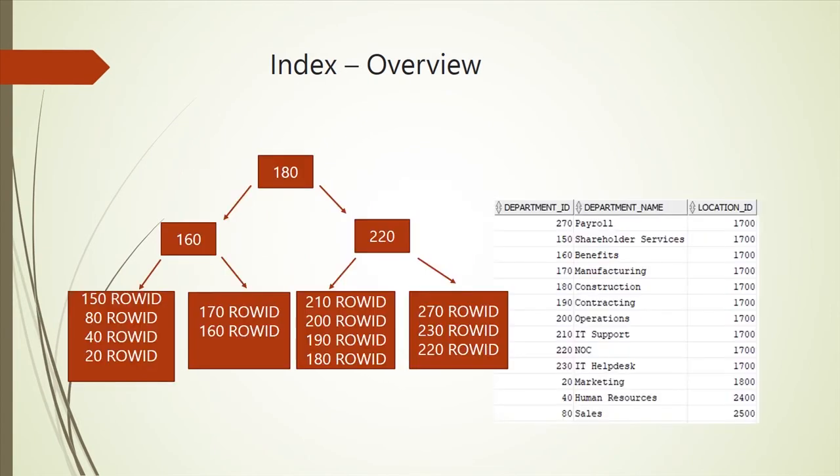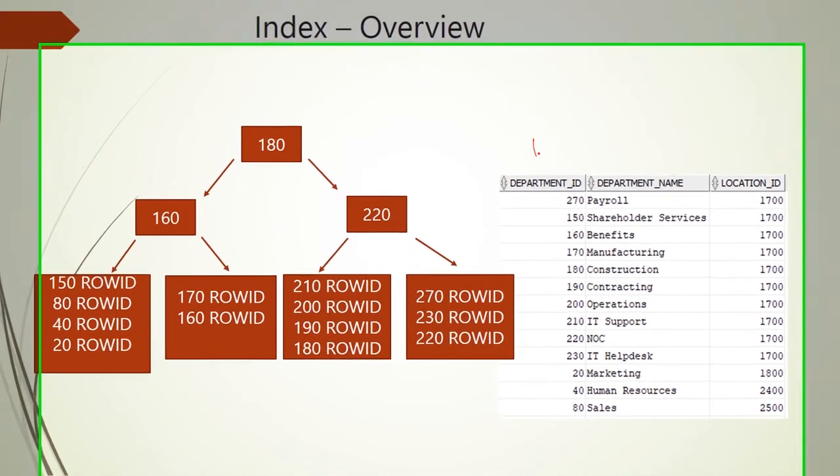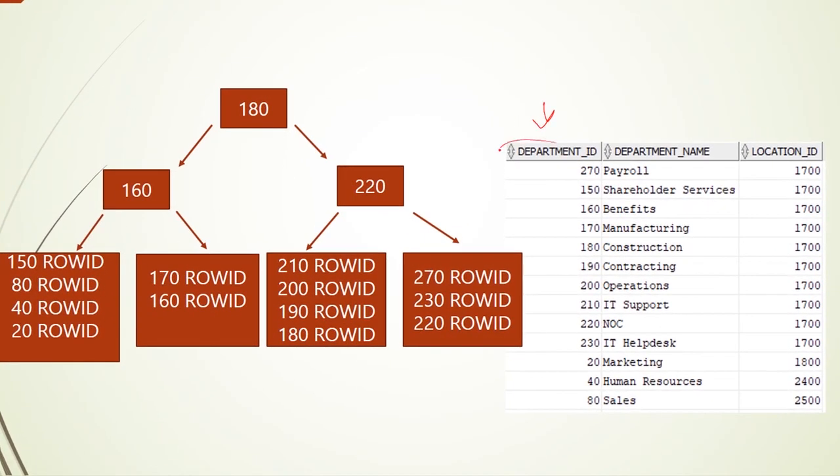To understand how Oracle creates an index, let's assume that we have this departments table, and we create an index on this column. If the department ID is a primary key, the index will be created automatically. The index in this case is a binary tree index. To understand how an index speeds up query retrieval, we have to understand how the binary tree index is created. So first of all, the index is created on the department ID. This is a binary tree index.